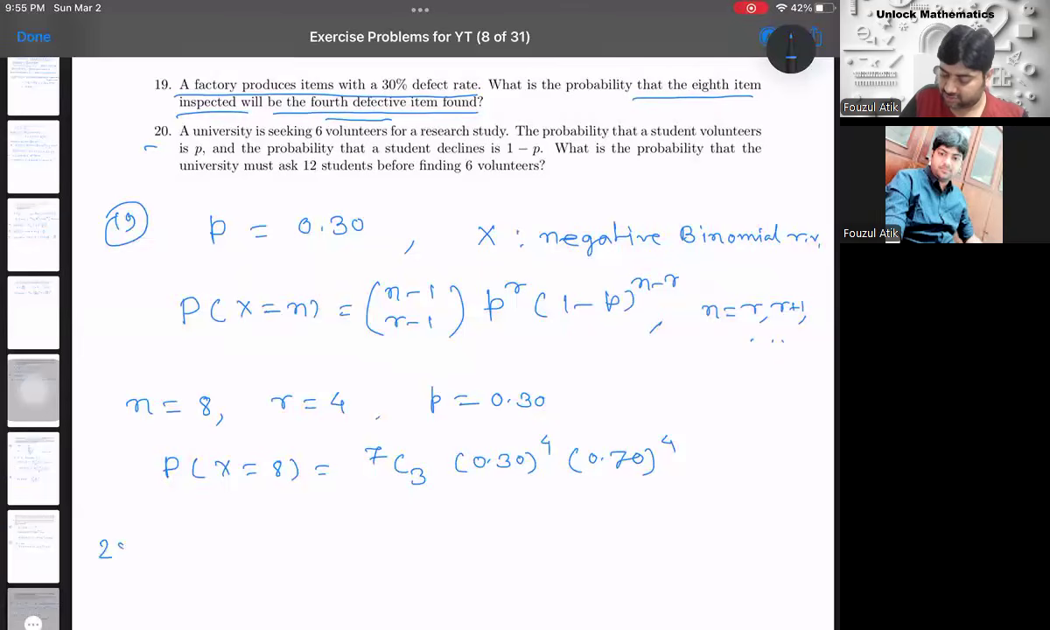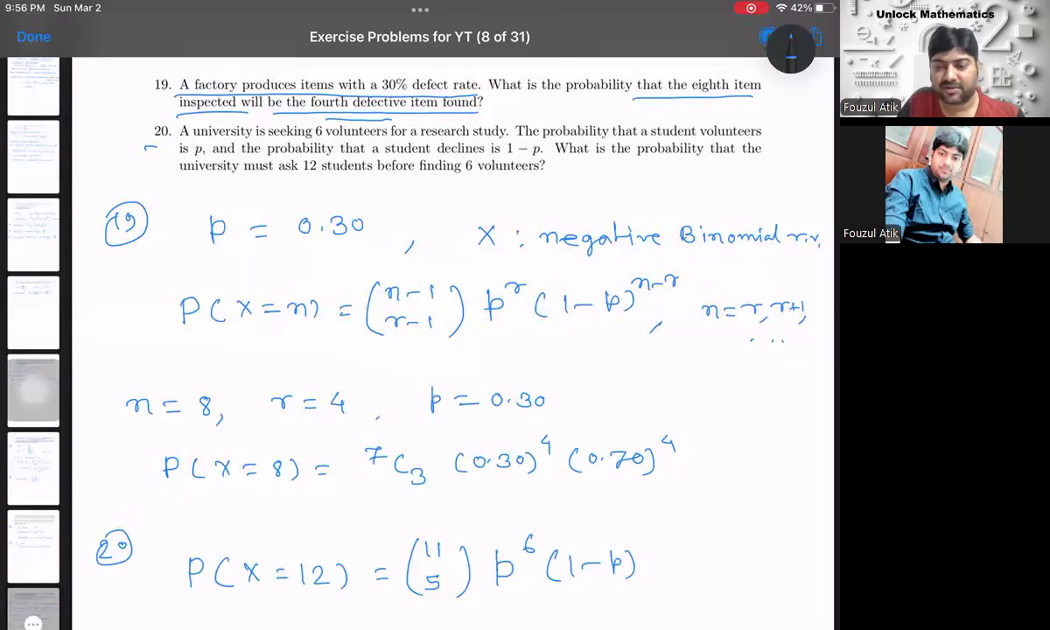So in this case, if we directly write down the solution, P of X equals 12 is n minus 1 C r minus 1. N minus 1 means 11 C r minus 1, so you get the 6 successes. So 11 C 5 times p to the power 6, where p is the probability of success, times 1 minus p whole to the power 12 minus 6, that is 6. So this should be your answer, right?